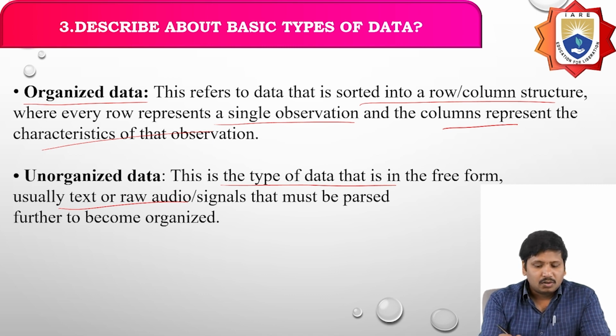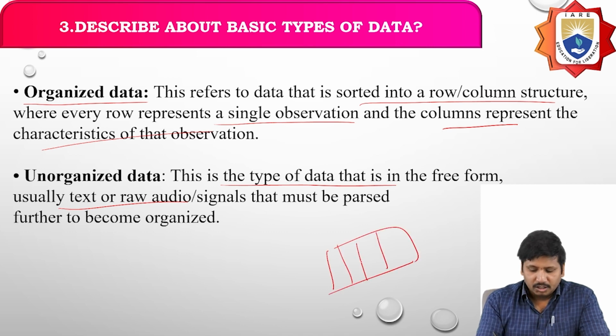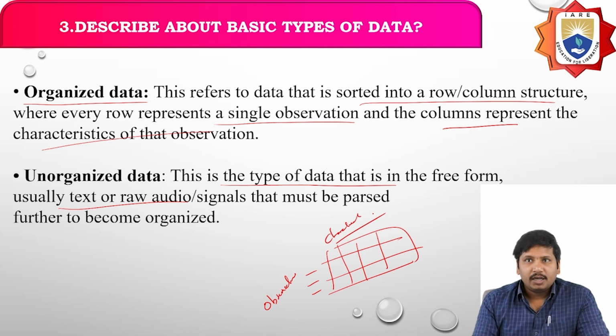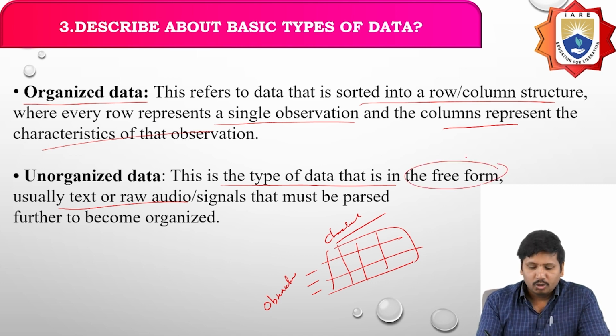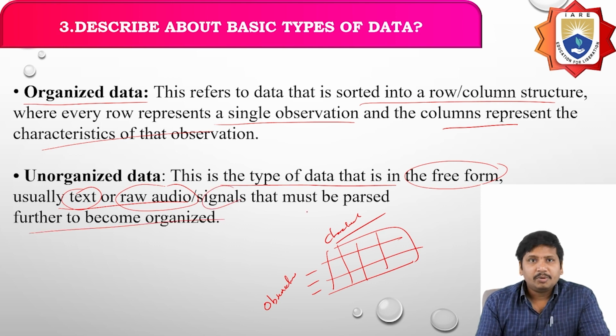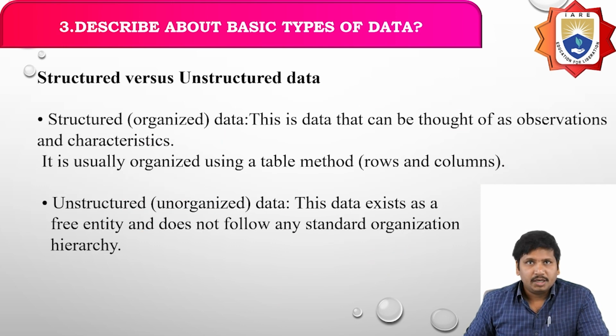So organized data is stored in the form of rows and columns, where every row represents an observation we consider, and each column represents a characteristic of that observation. Unorganized data is free-form. There is no kind of structure. Usually we can extract text or raw data, audio or signals that must be processed to become organized.